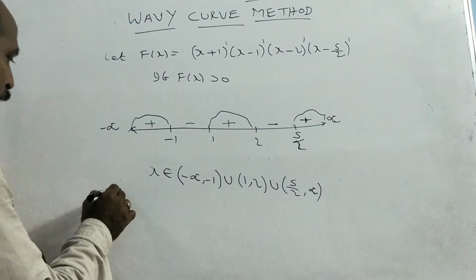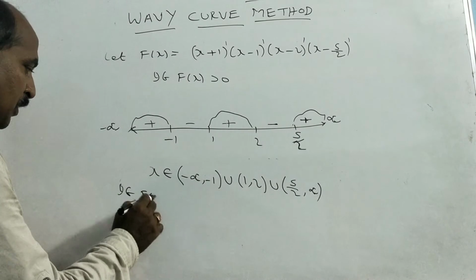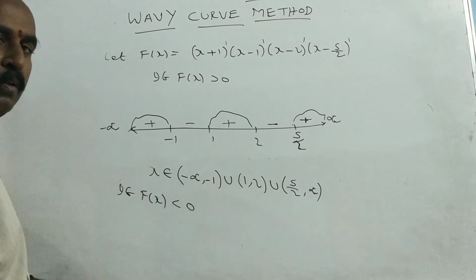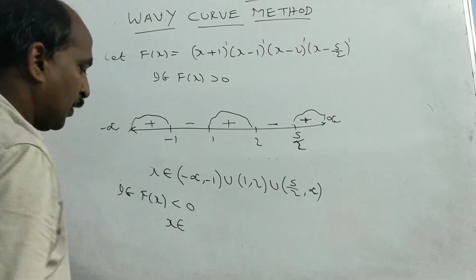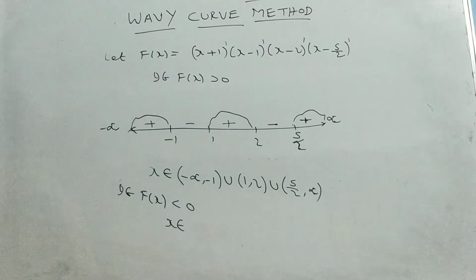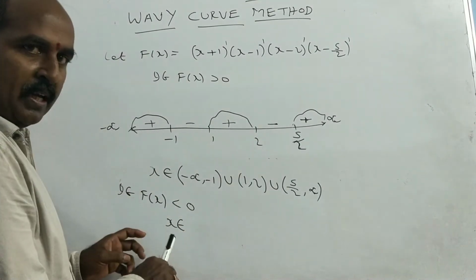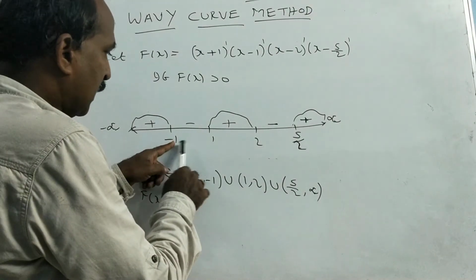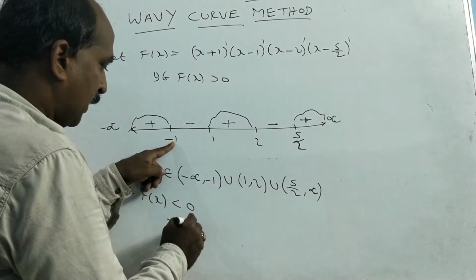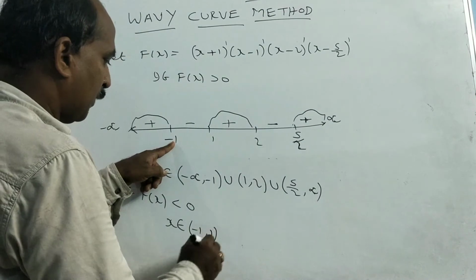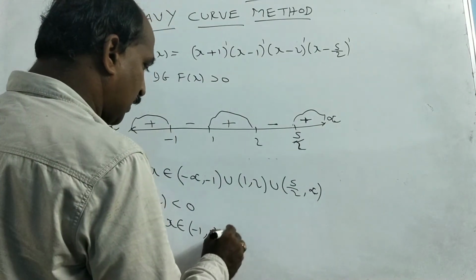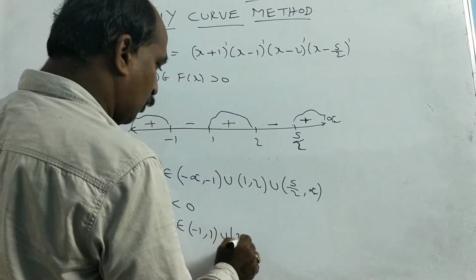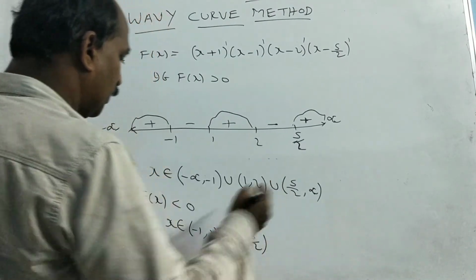If f of x is negative, then x belongs to the union of all intervals which contain negative sign. This interval contains negative sign. So x belongs to open interval -1 to 1, and this interval also contains negative sign. So union, x belongs to union 2 to 5 by 2.